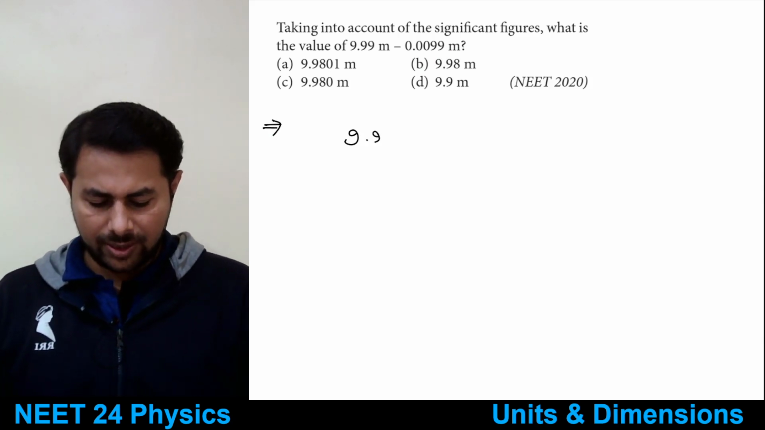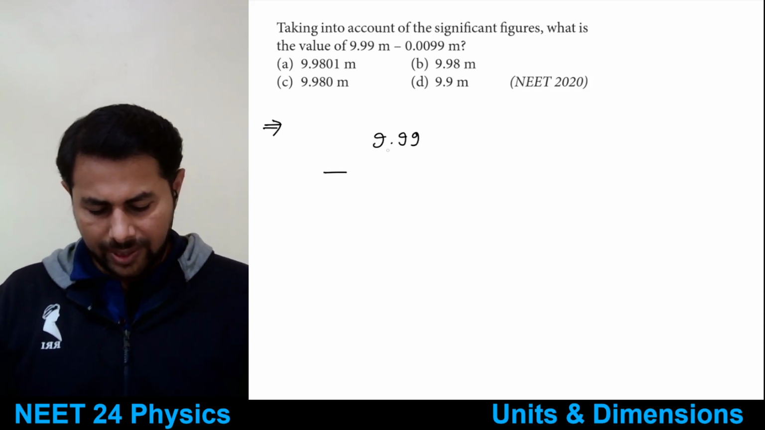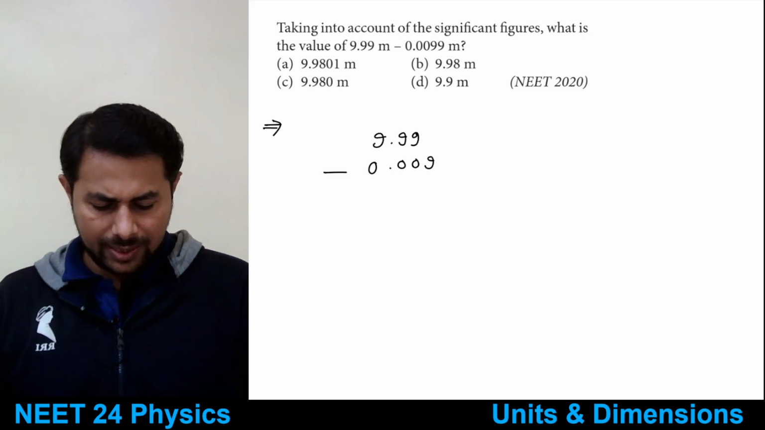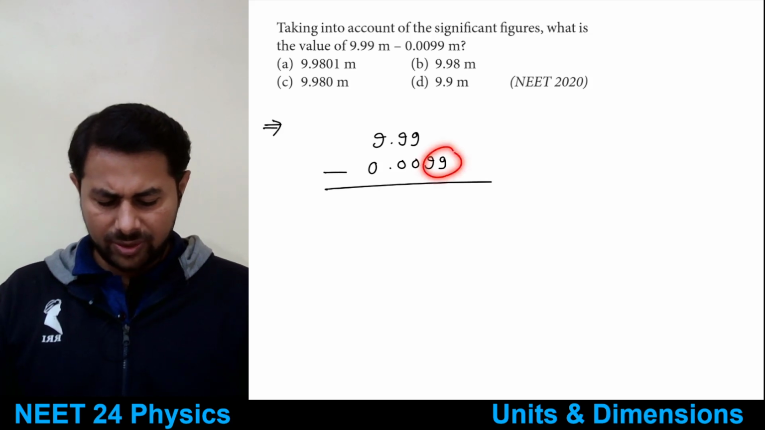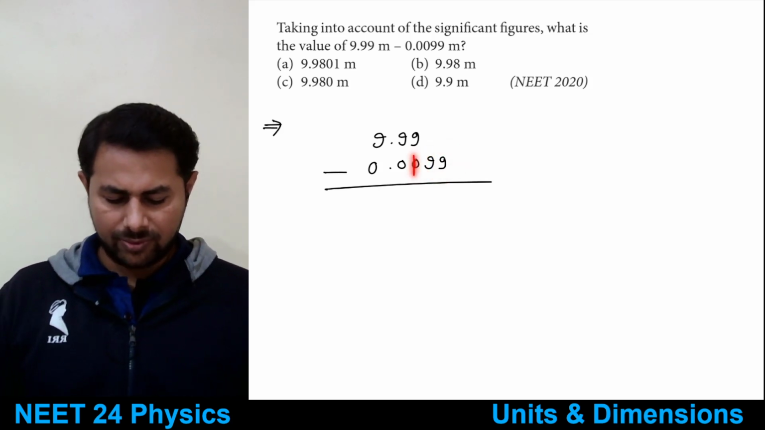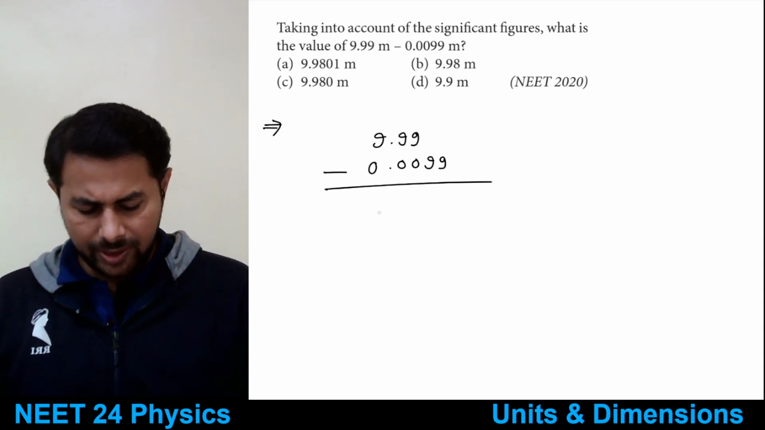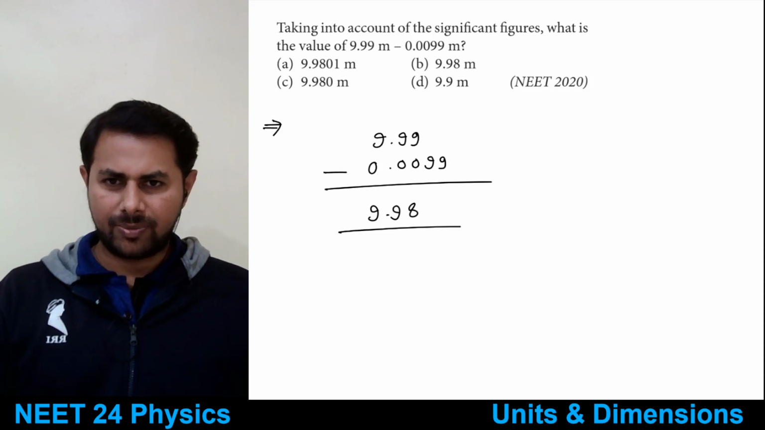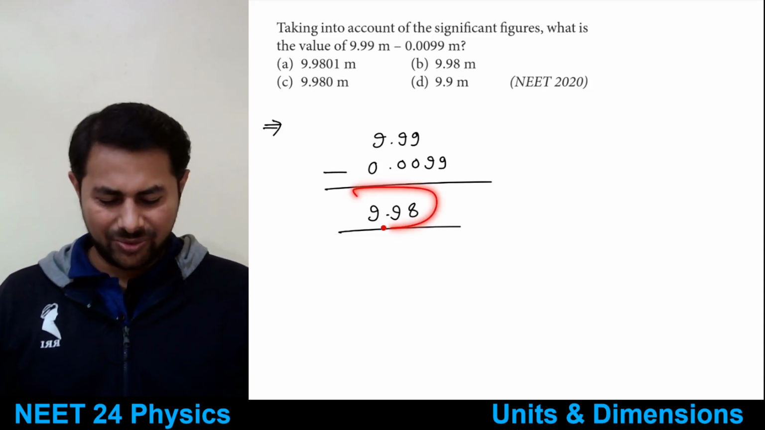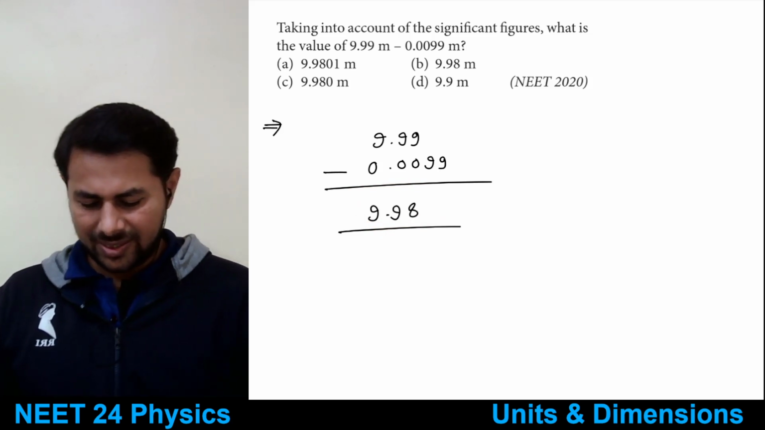So you have 9.99 and you need to subtract 0.0099 out of that. Just round this off. So it will be minus 0.01, right? So the answer would be 9.98. That's it. You can carry out the subtraction and round it off, still the answer will be the same. Right, so it's option B.